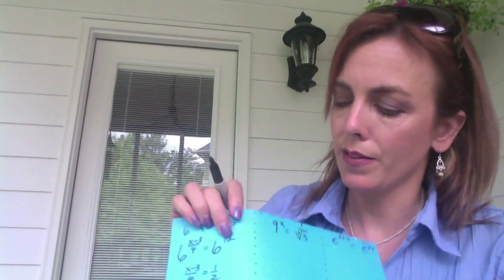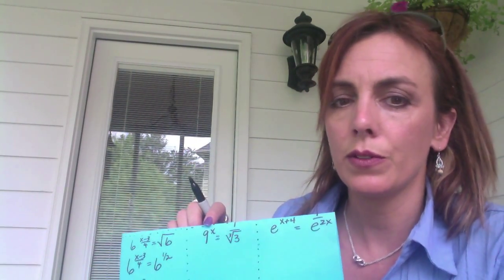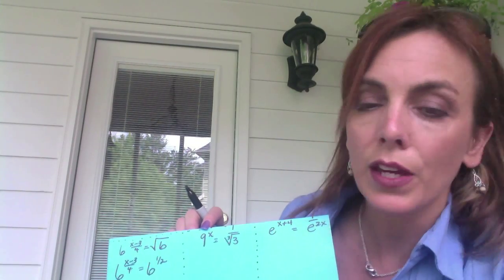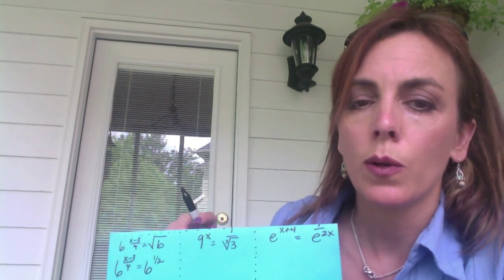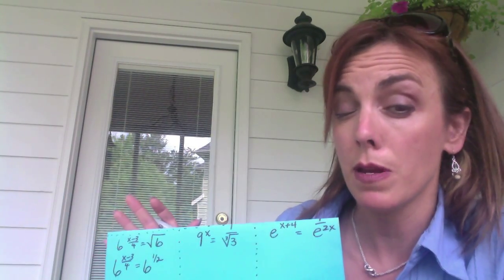We're looking at this one. 9 to the x power is equal to 1 divided by the cube root of 3. What do you think for our base? Looks like maybe 3. Okay. So 9 can be written as 3 squared. And the other one's a little tricky.